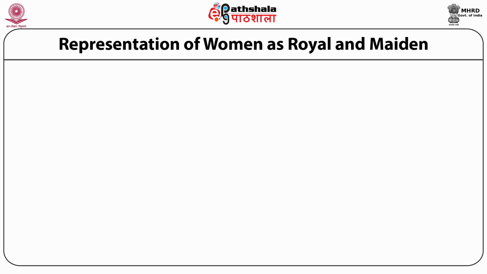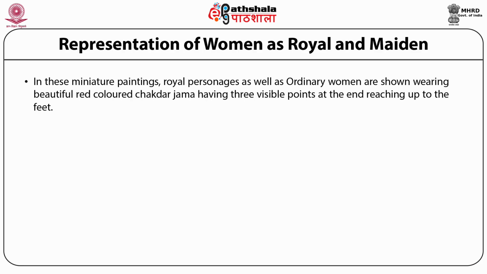Representation of women as royal and maiden. In these miniature paintings, royal patronesses as well as ordinary women are shown wearing a beautiful red color chakdar jama, having three visible points at the end reaching up to the feet. There is a patka tied over the girdle. The other end, made of zari, also touched the feet of the lady.